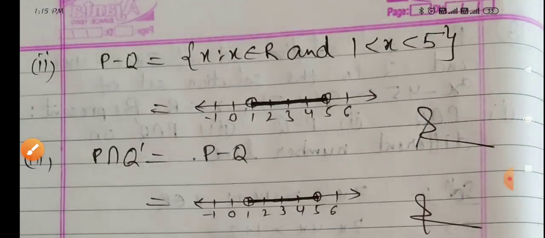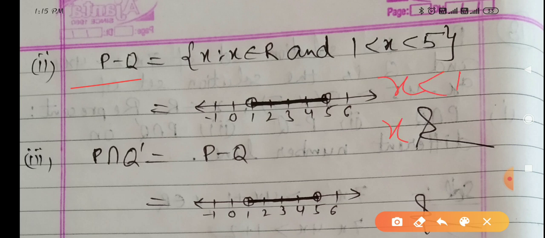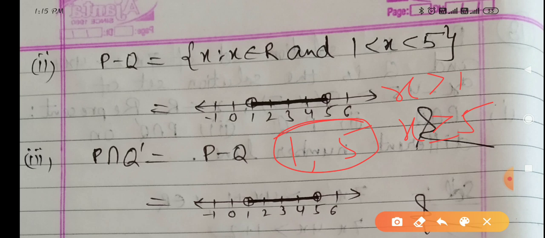Now one more question, the second part is there in this, P minus Q. P minus Q, what is the portion? It means the portion of P which is not in Q. Now x is greater than 1, x is greater than or equal to 5. So 1 to 5, you can see, this is the portion which is not the portion of Q, the second inequation.